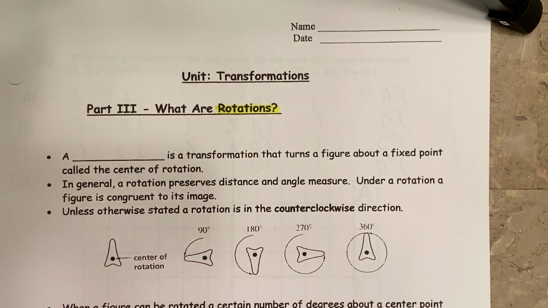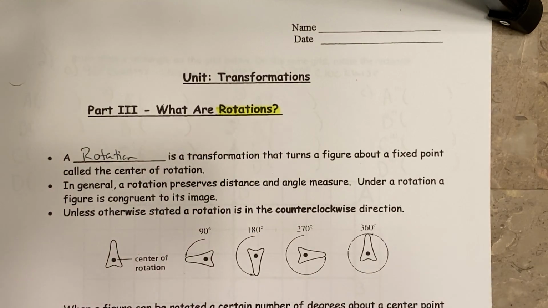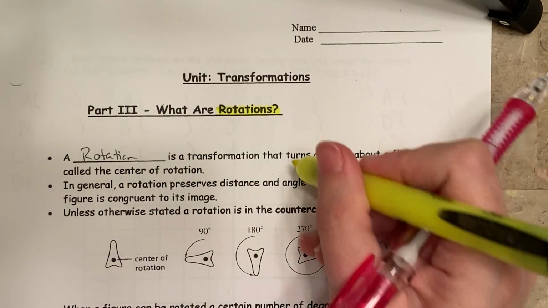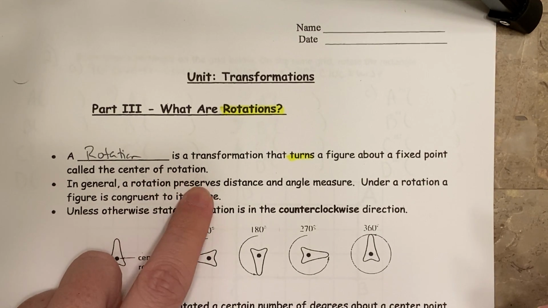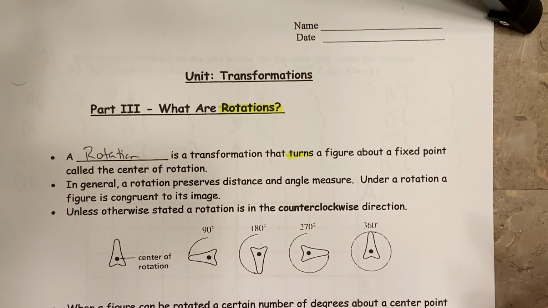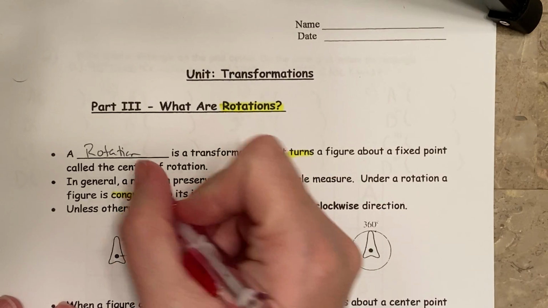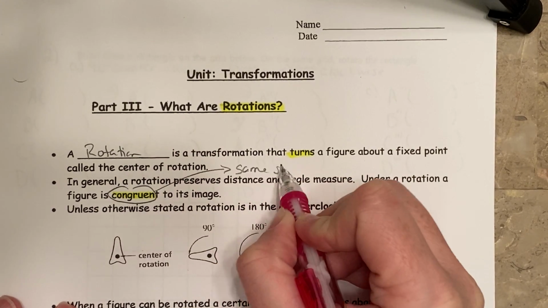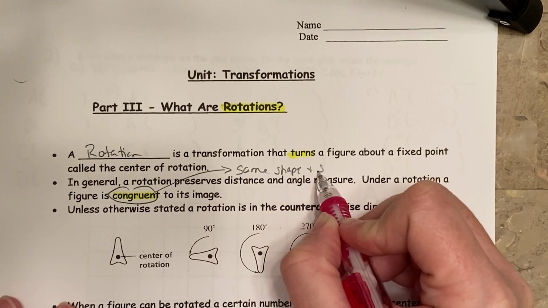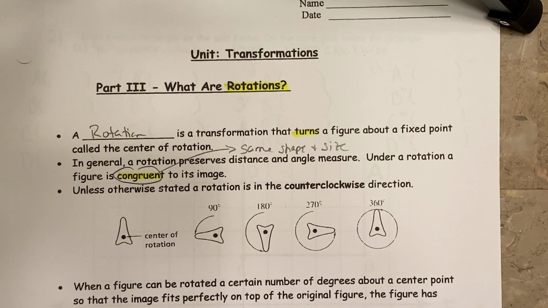Okay, so what are rotations? A rotation is a transformation that turns a figure about a fixed point called the center of rotation. In general, a rotation preserves distance and angle measure. Under rotation, a figure is congruent to its image. So this is important. You got to know this vocabulary word. Same shape and size. And that'll come into play, I think, more in tomorrow's lesson.